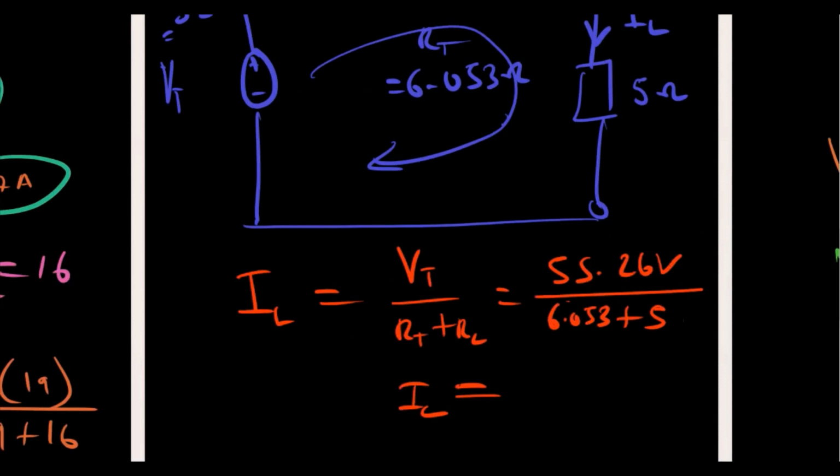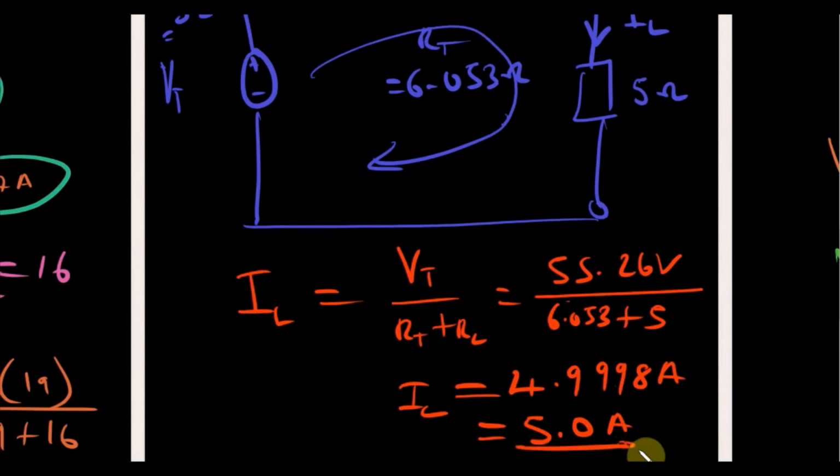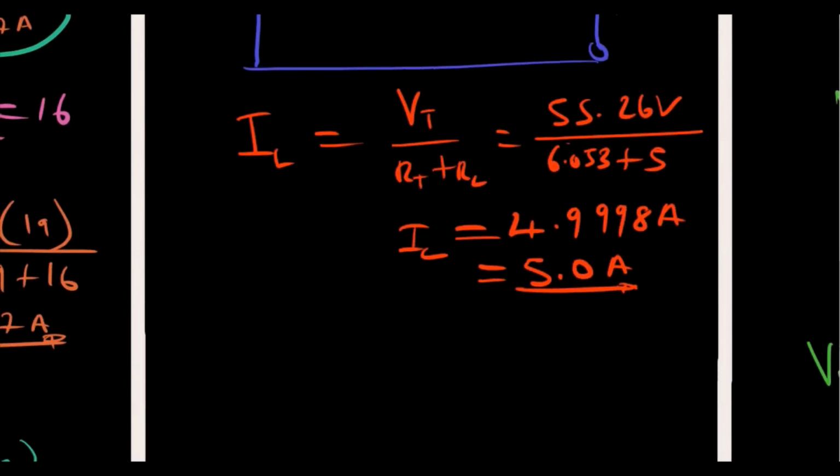That gives us our load current of, okay, let's see, 6.053 plus 5 gives me a load current of 4.999 amps, which is the same thing as 5.0 amps. Alright, this is probably due to rounding, but that is my answer.